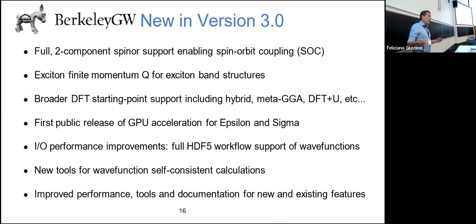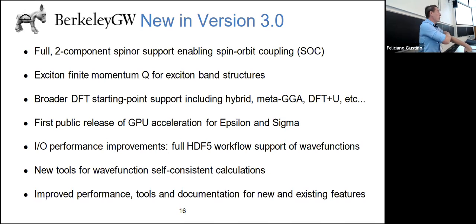Now, we have recently deployed a newer release, a major release, 3.0. There are a few things that you can do more compared to the previous one. New physics: we have enabled the full two-component spinor support, which enables spin-orbit coupling support for GW and BSE. We have introduced the exciton finite momentum Q, which allows you to plot the exciton band structure. We have broadened the range of possible mean field starting points that you can start from, including hybrid, meta-GGA, DFT plus U, and so on and so forth.